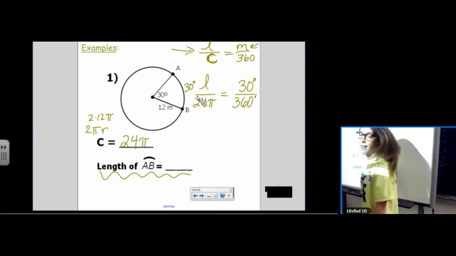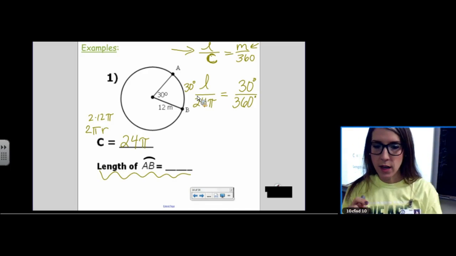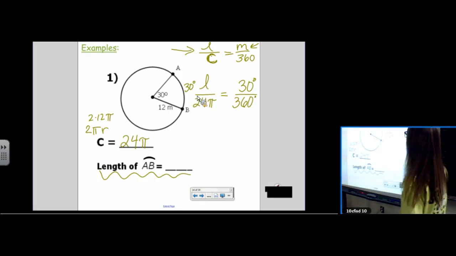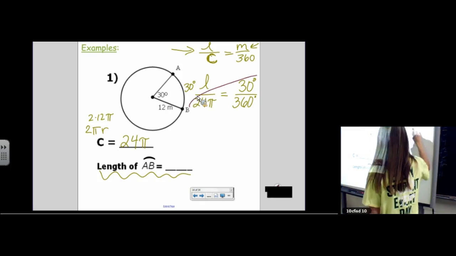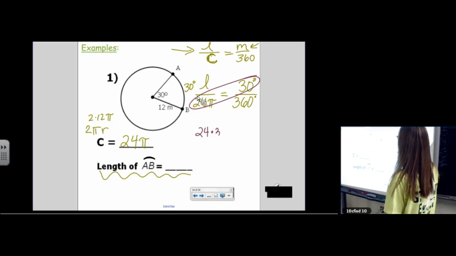When you are missing a variable in a proportion, how do you find that missing variable? Very good. So we are going to cross multiply, call it butterfly. So in our calculator, we're going to do 24 times 30. You can press the enter button.